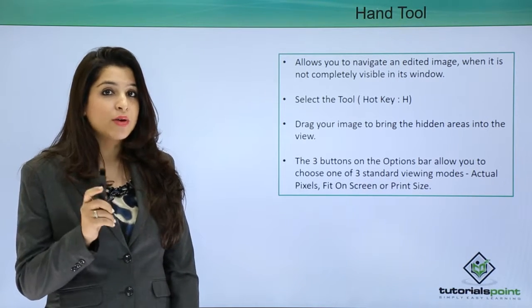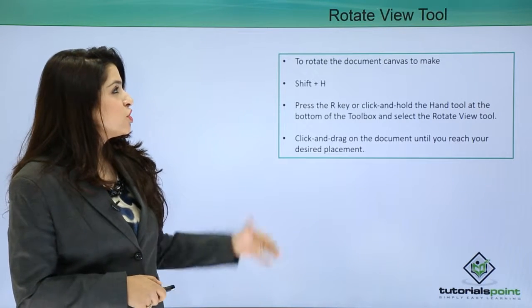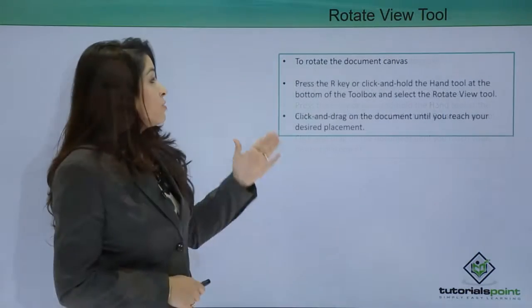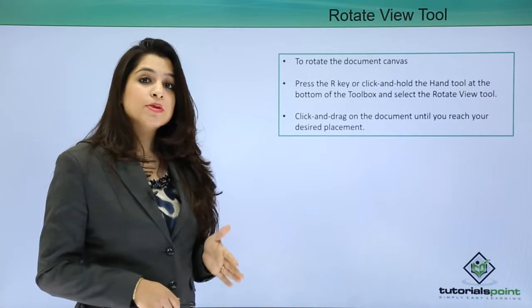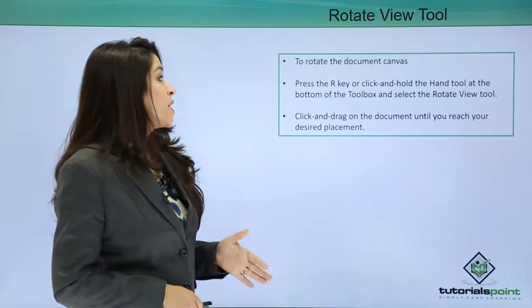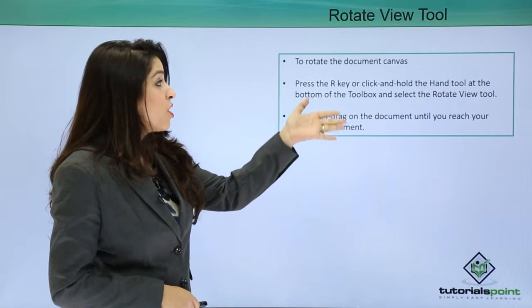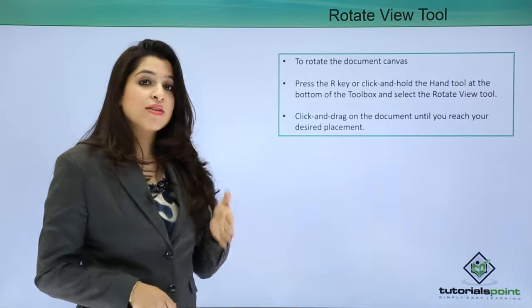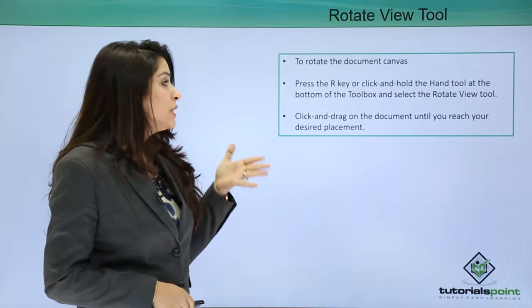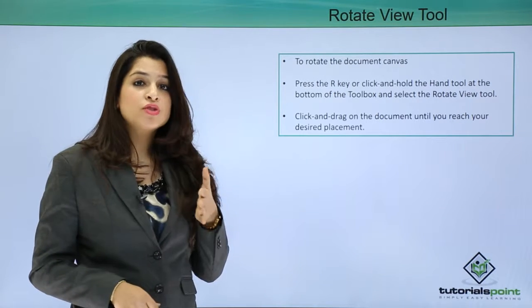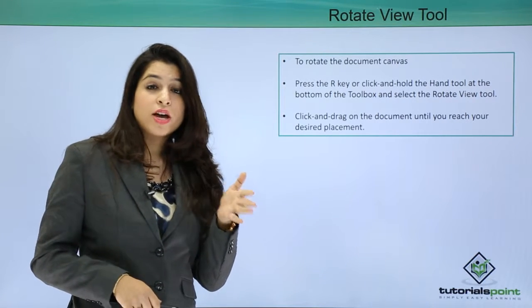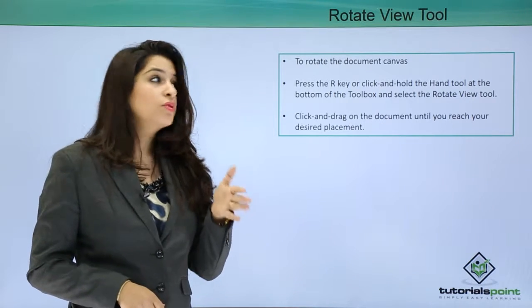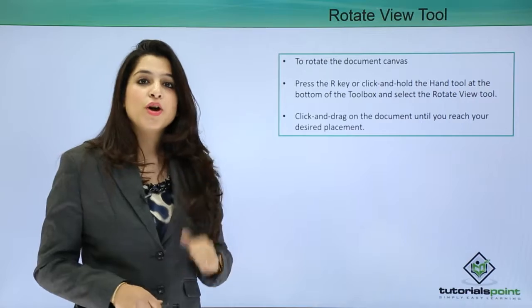But before that, I want to tell you about another option which is just under the hand tool, the rotate view tool. The rotate view tool basically helps us rotate our image, the document canvas. You can press R, or click and hold the hand tool at the bottom of the toolbox and select the rotate view tool. And you can keep clicking and dragging until you reach your desired angle. So let's go ahead and see how the hand tool and the rotate view tool work in Photoshop.